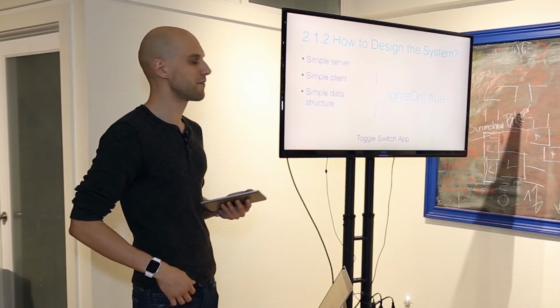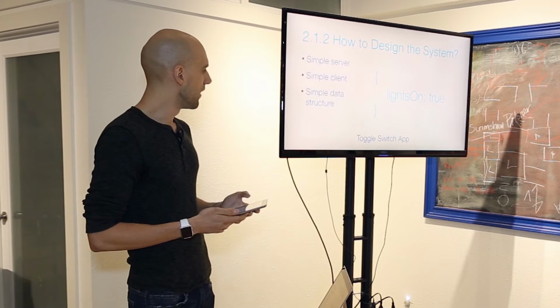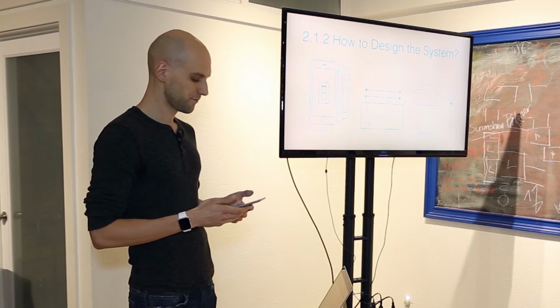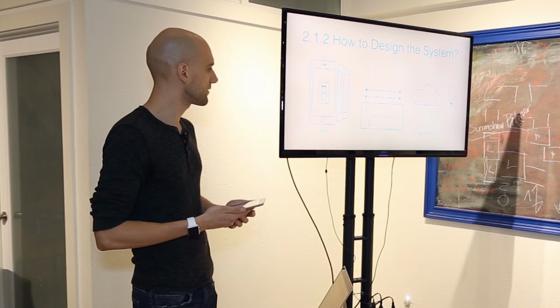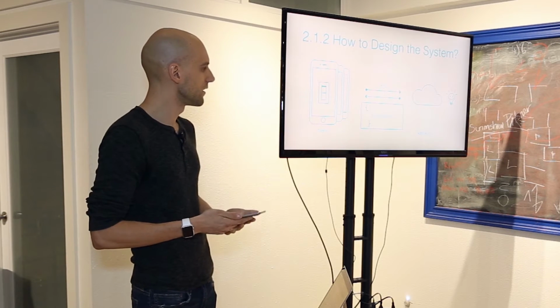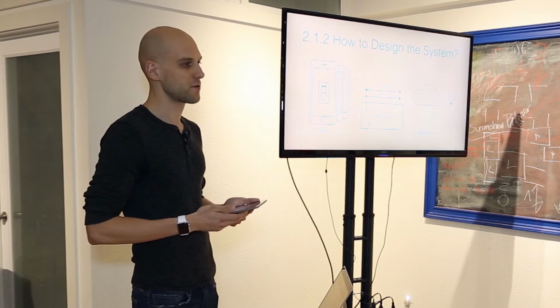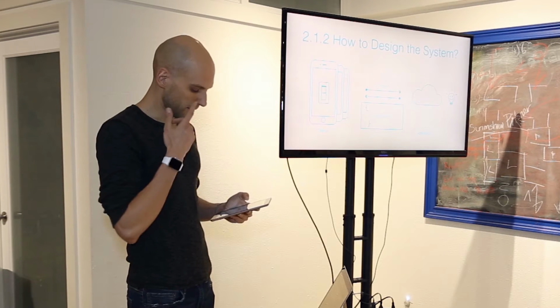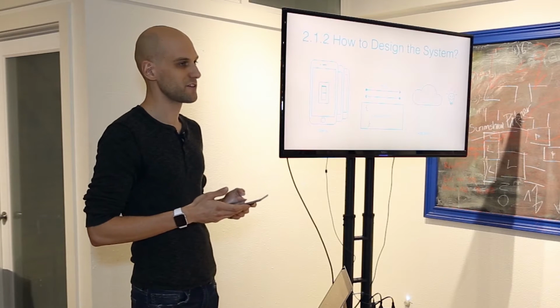And the data structure should be very simple. In this case, it's just a single Boolean value that represents the on and off switch. The logic is also very simple. Once a device sends out this data structure, the server's job is to just fan out that change to other online clients. This is basically a very basic demonstration of what data synchronization is.